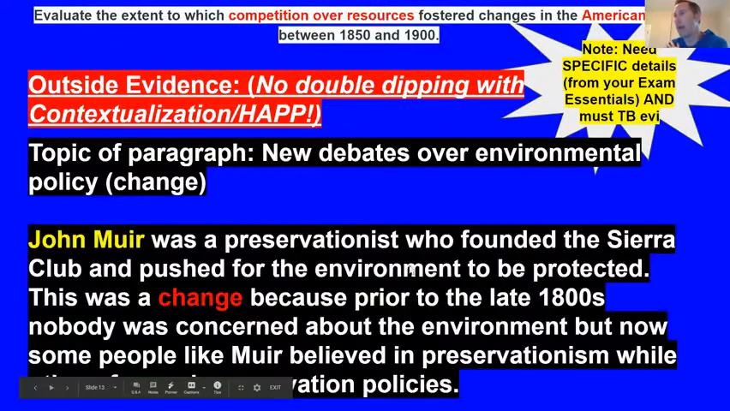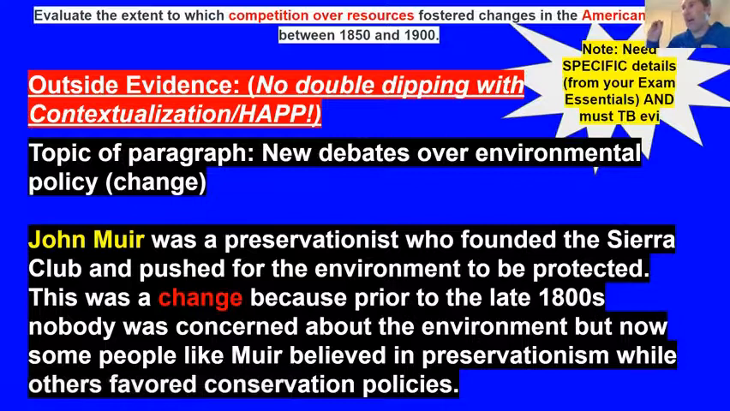Here's a sample of what I'm talking about. When we're doing outside evidence, remember, you have to have the term, you have to explain what it is, and then you need to make that tie back and use the words of the skill. John Muir was a preservationist who founded the Sierra Club and pushed for the environment to be protected. This was a change because. It can literally be that simple.